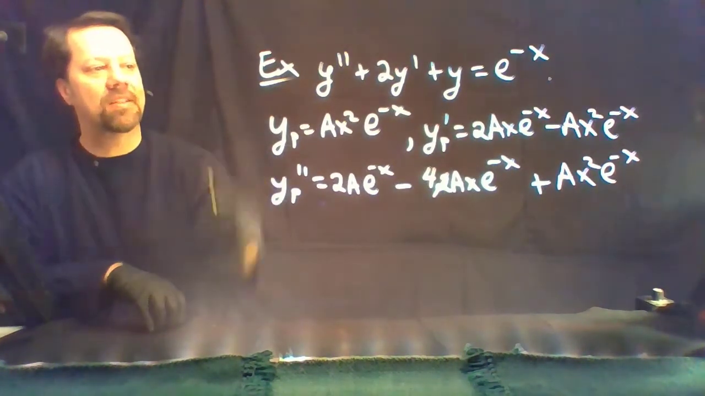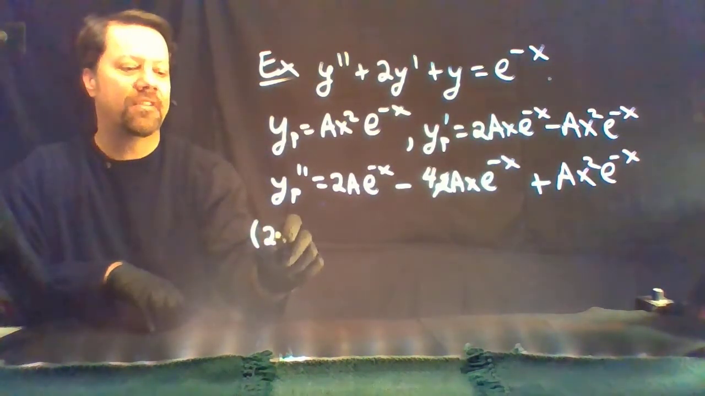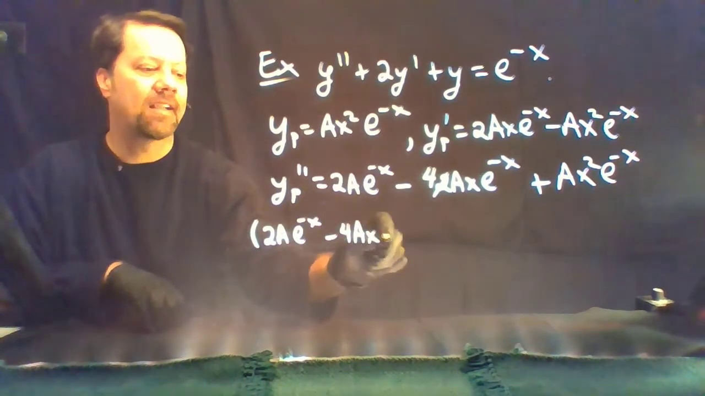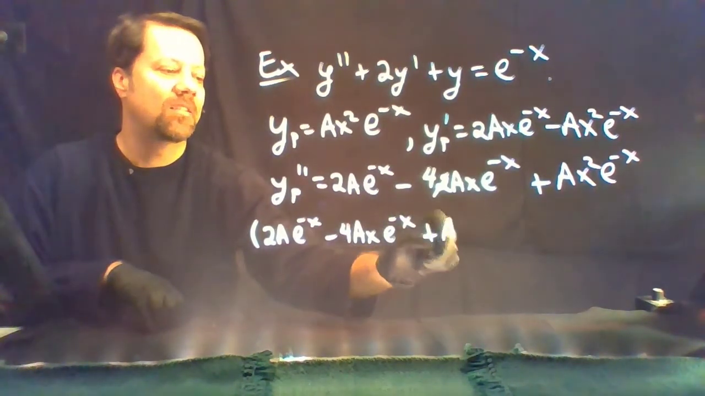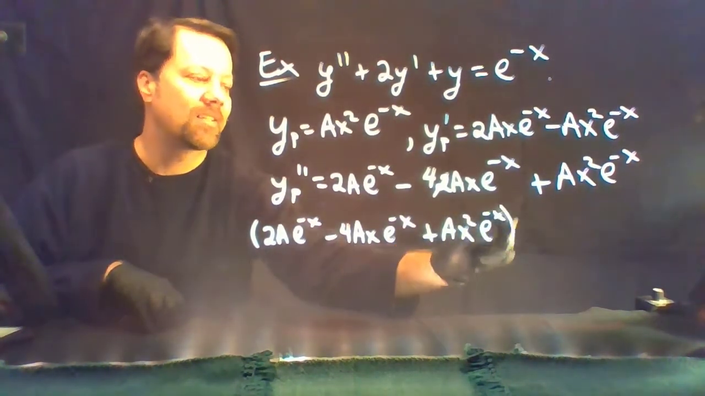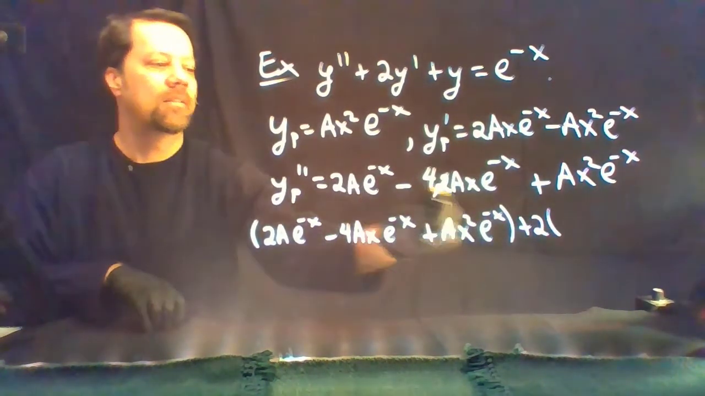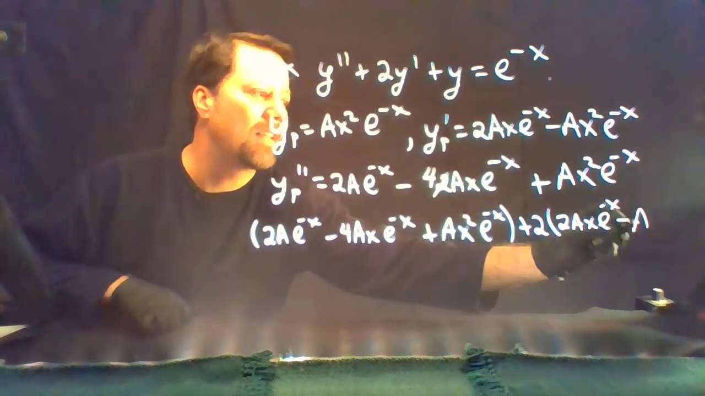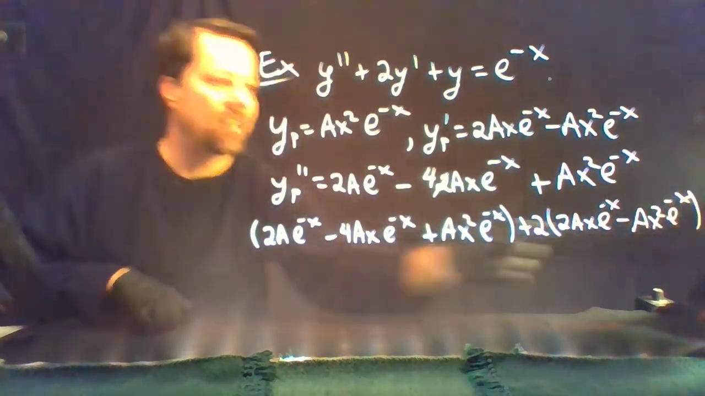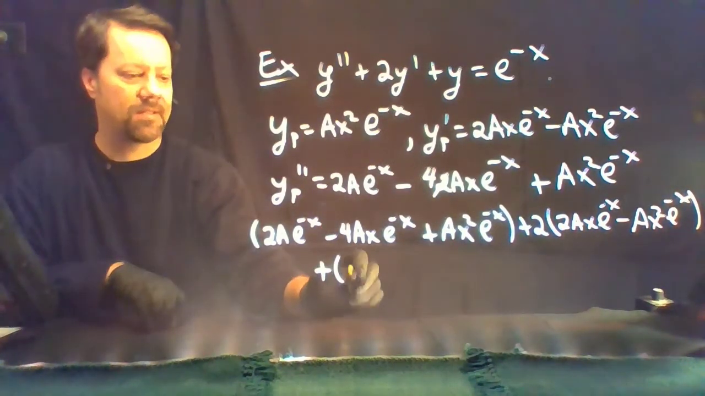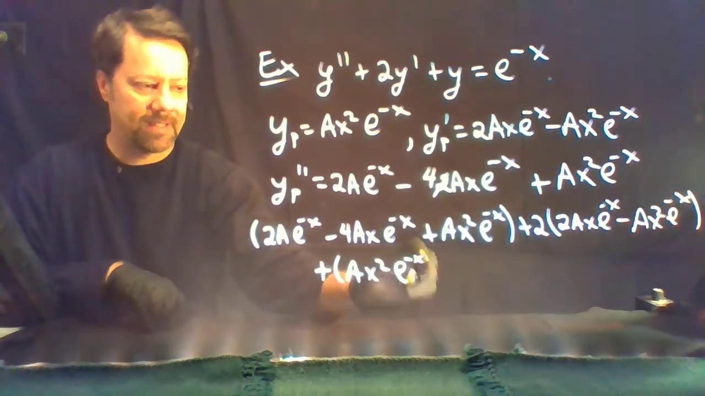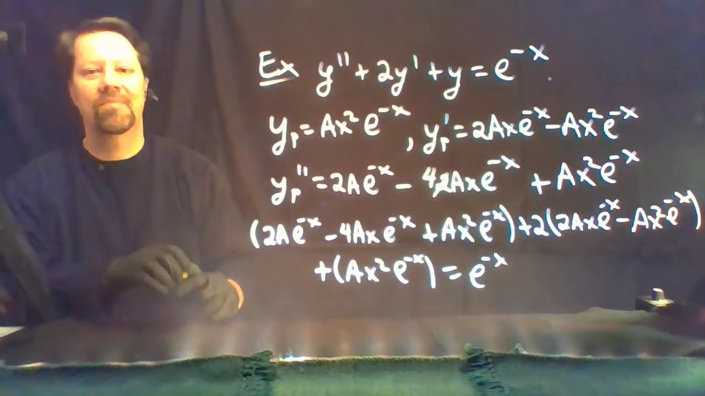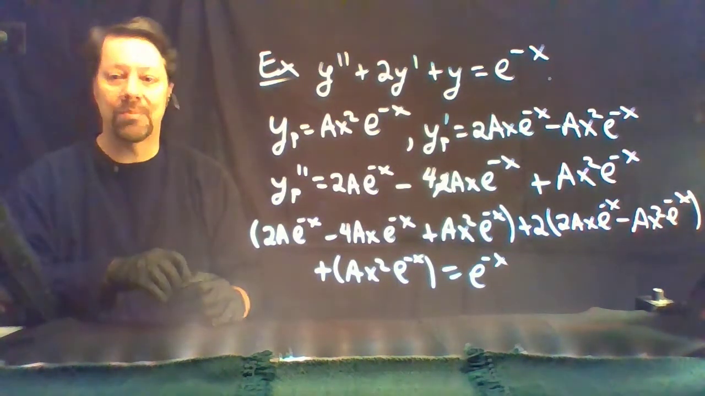Plugging all of this into the differential equation, we have 2a e to the minus x minus 4ax e to the minus x plus ax squared e to the minus x plus twice 2ax e to the minus x minus ax squared e to the minus x plus ax squared e to the minus x equals e to the minus x. Now we need to combine like terms on the left-hand side.